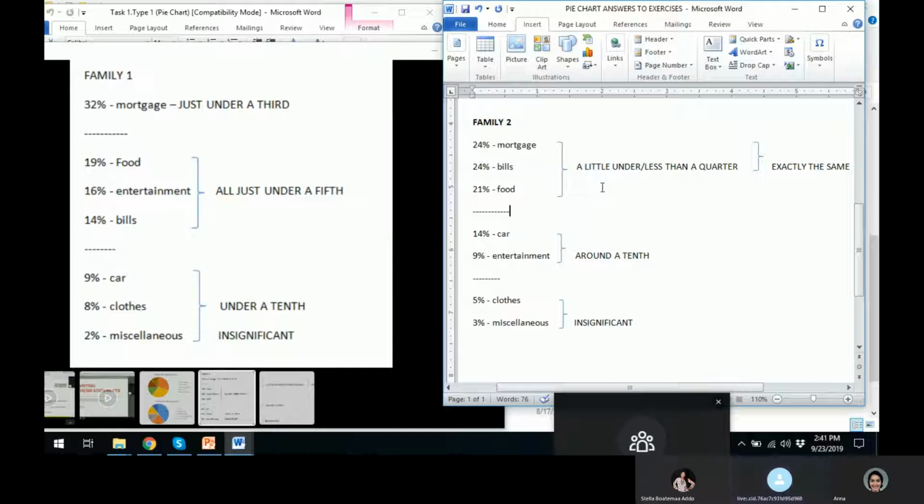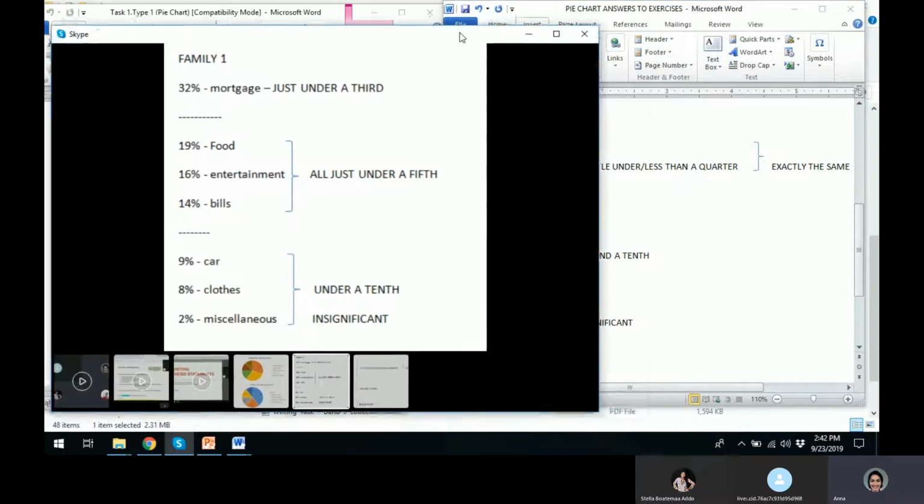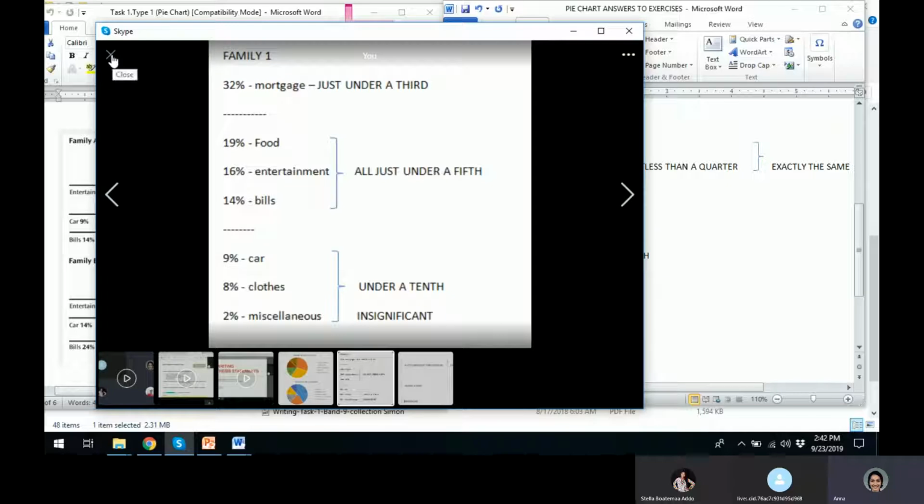For entertainment, for instance, family one prioritized entertainment more than family two, with 16% for family one and just 9% for family two. So these are the things you need to be able to understand later. That's the point of this exercise.